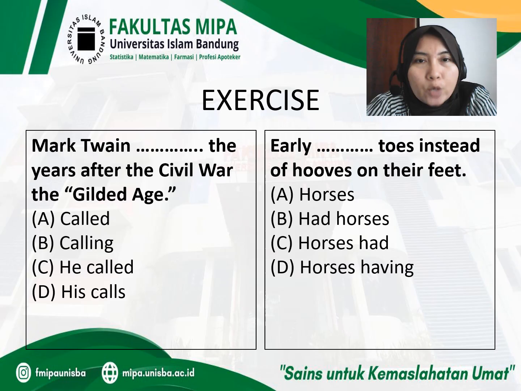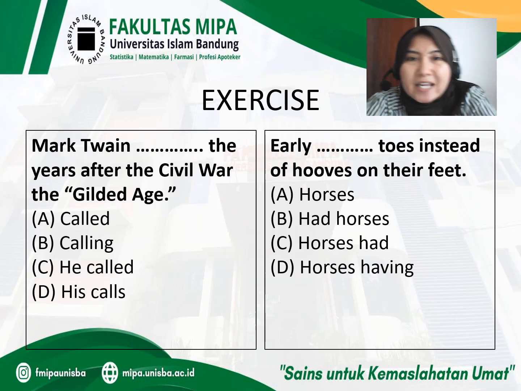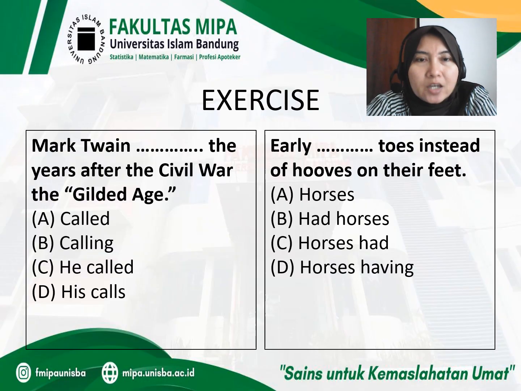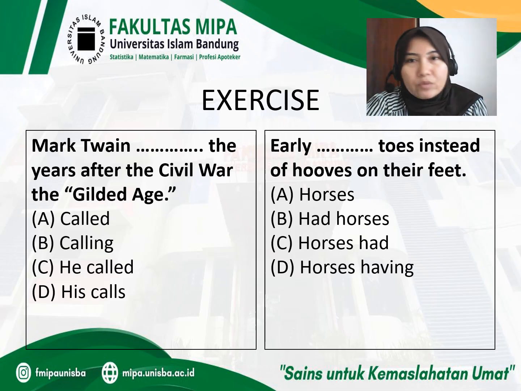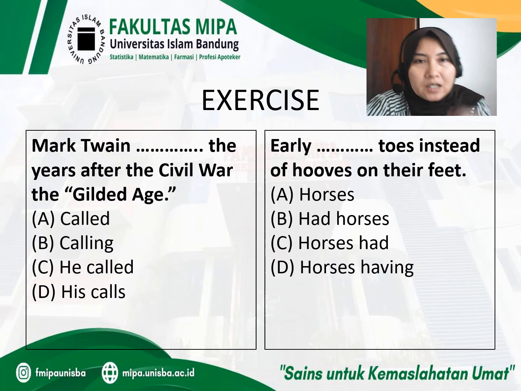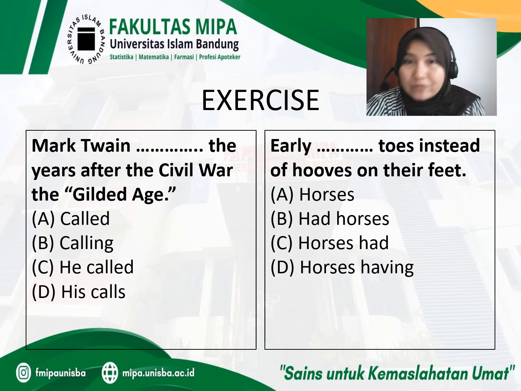So let's look at the options. Let's start with option B, calling. Calling is an -ing form, not a main verb, so it is not the correct answer. Option C, he called. He called adds another subject, which is he. He is an unnecessary subject because we already have Mark Twain as the subject in the question. So let's see option D, his calls. His calls is a noun phrase, not a verb. So this is not the correct answer.